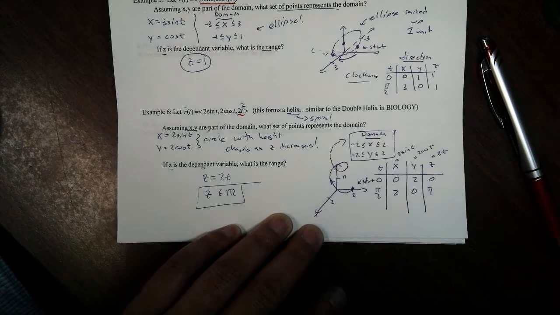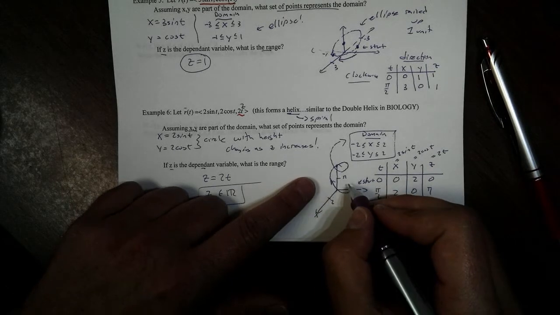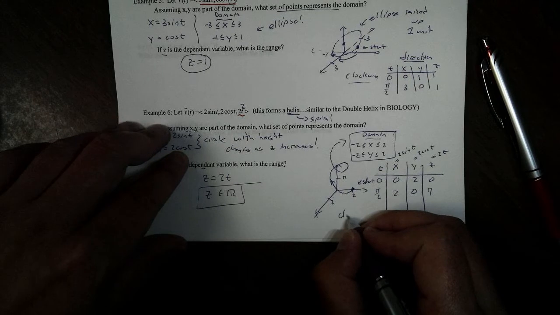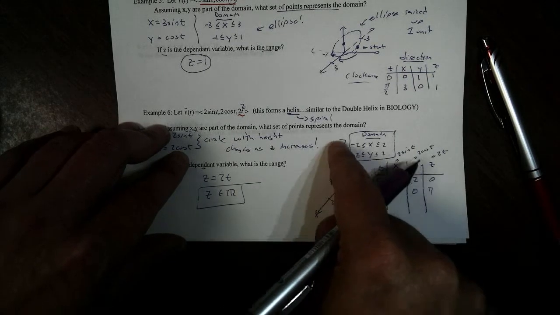And you would get a spiral. And that's what our helix or our spiral would look like. But notice the direction it's going. We change sine and cosine. So again, this is going clockwise as it's spiraling up the ladder. Right there.